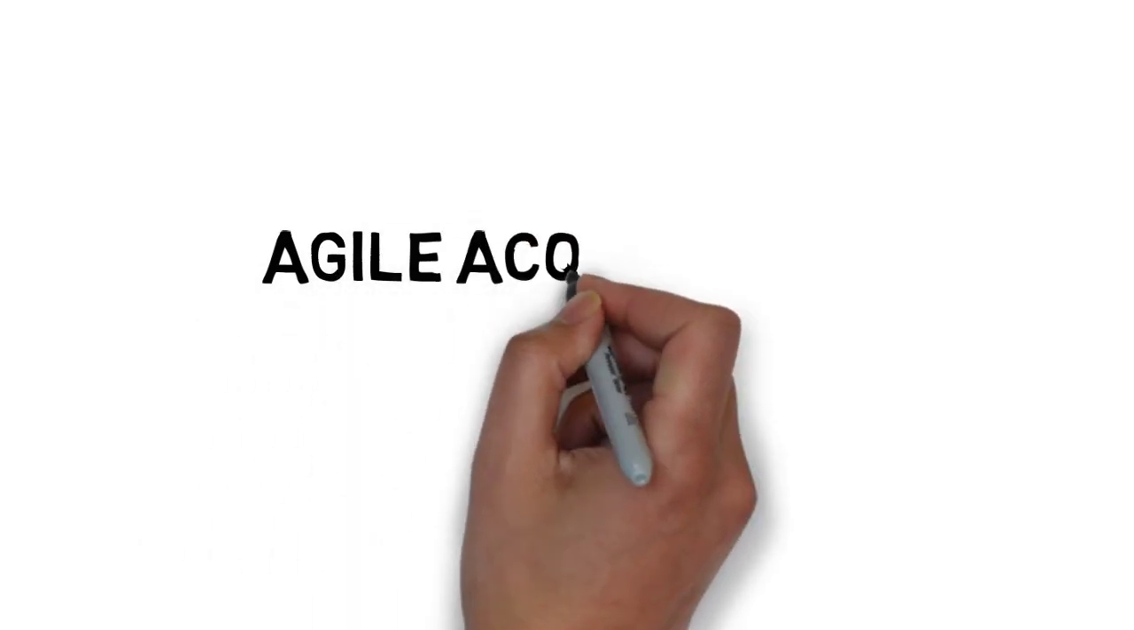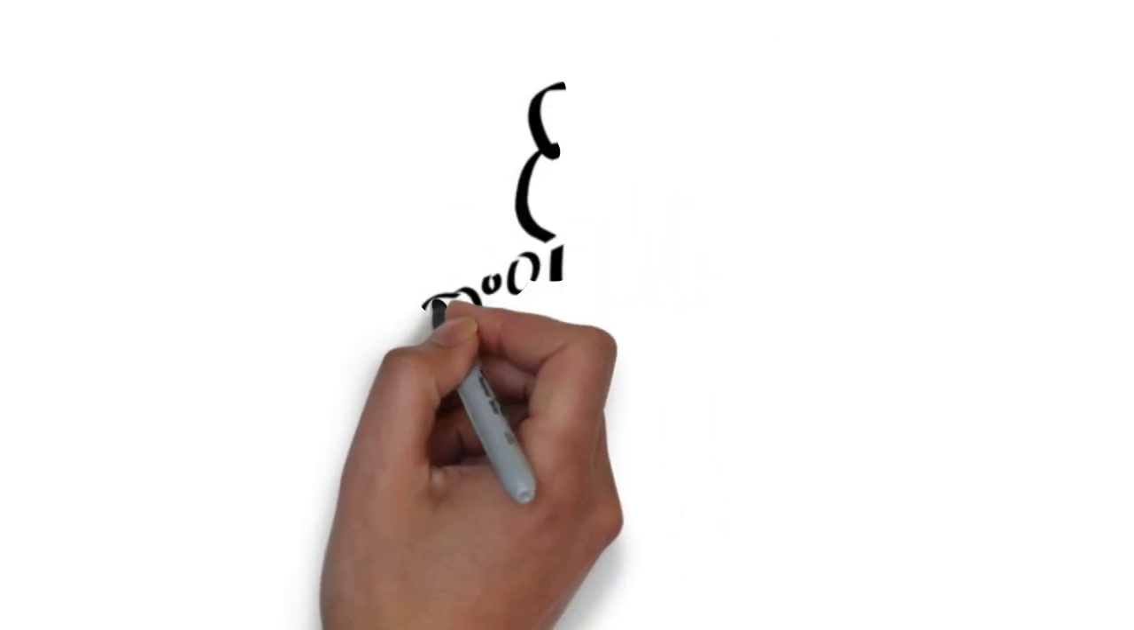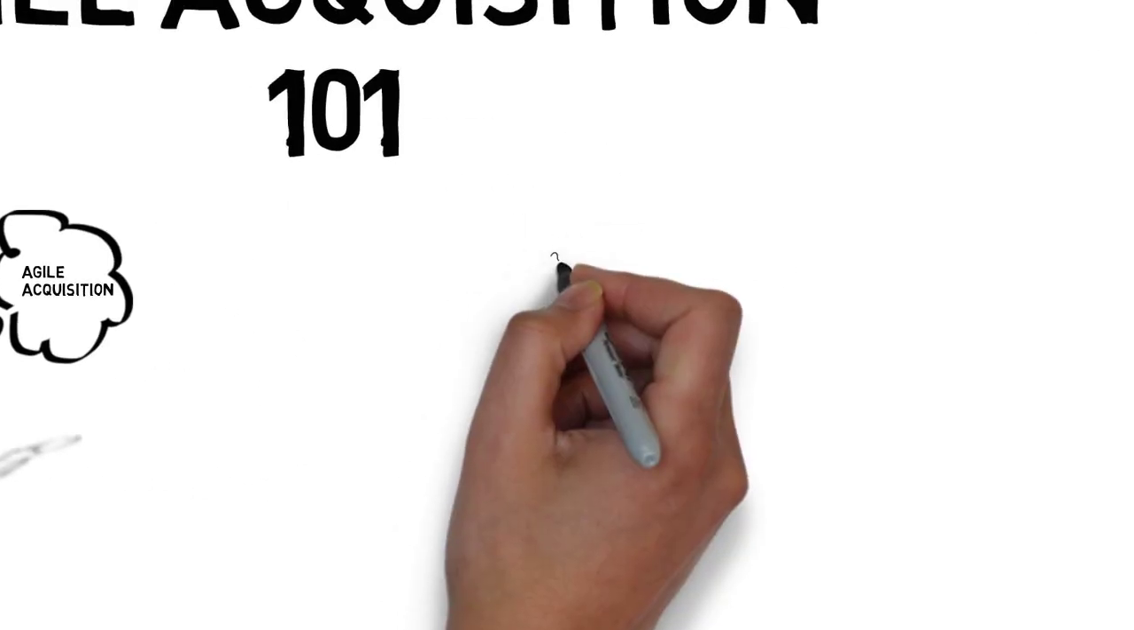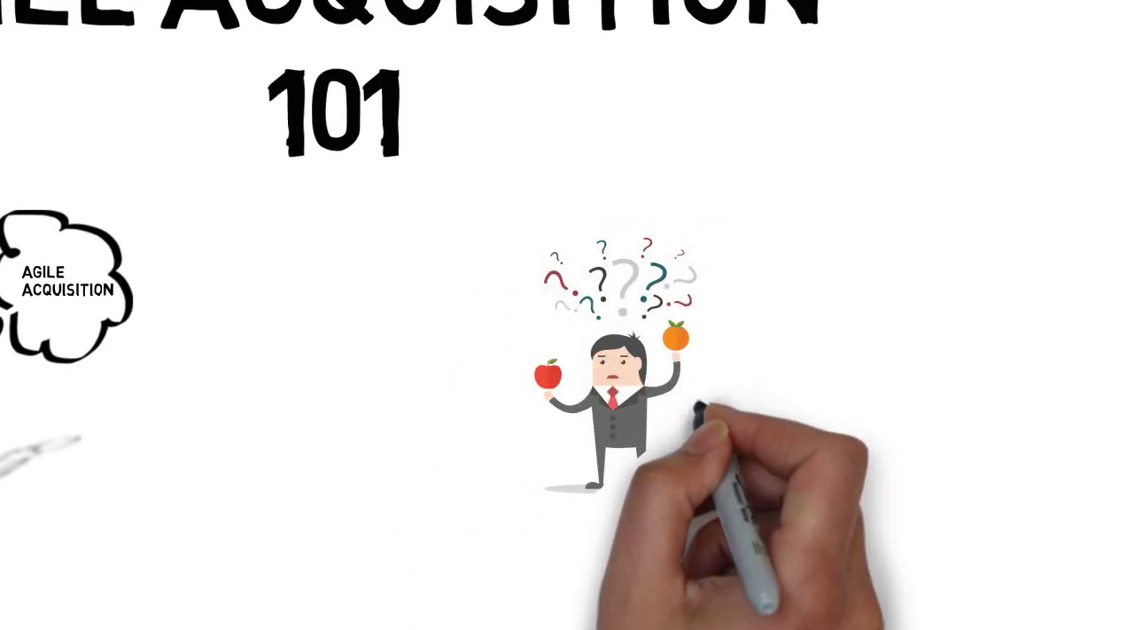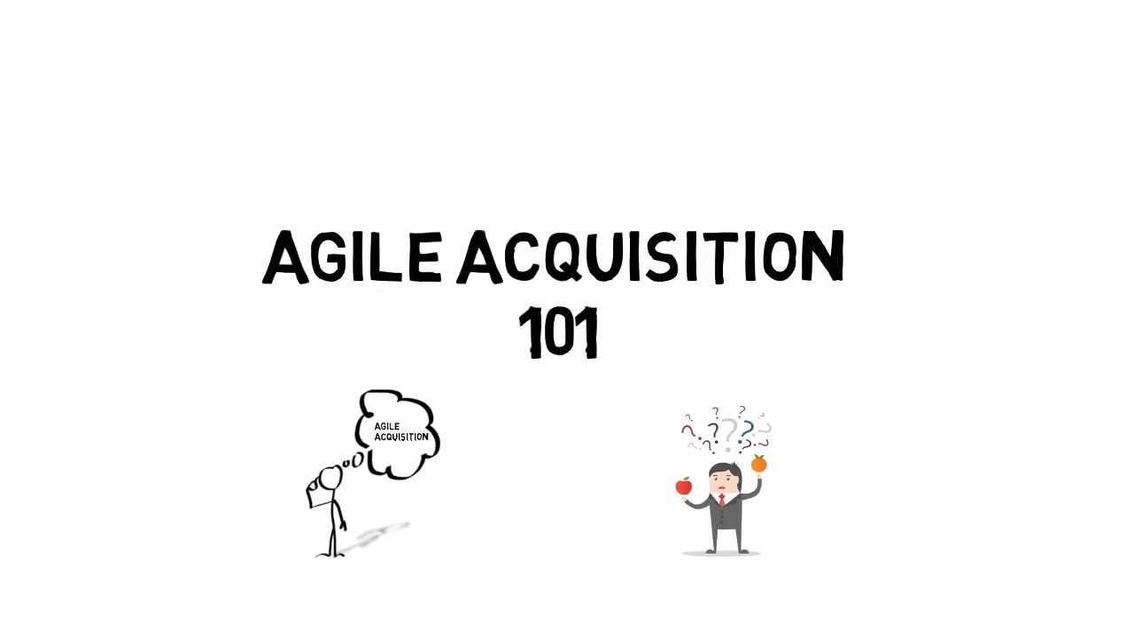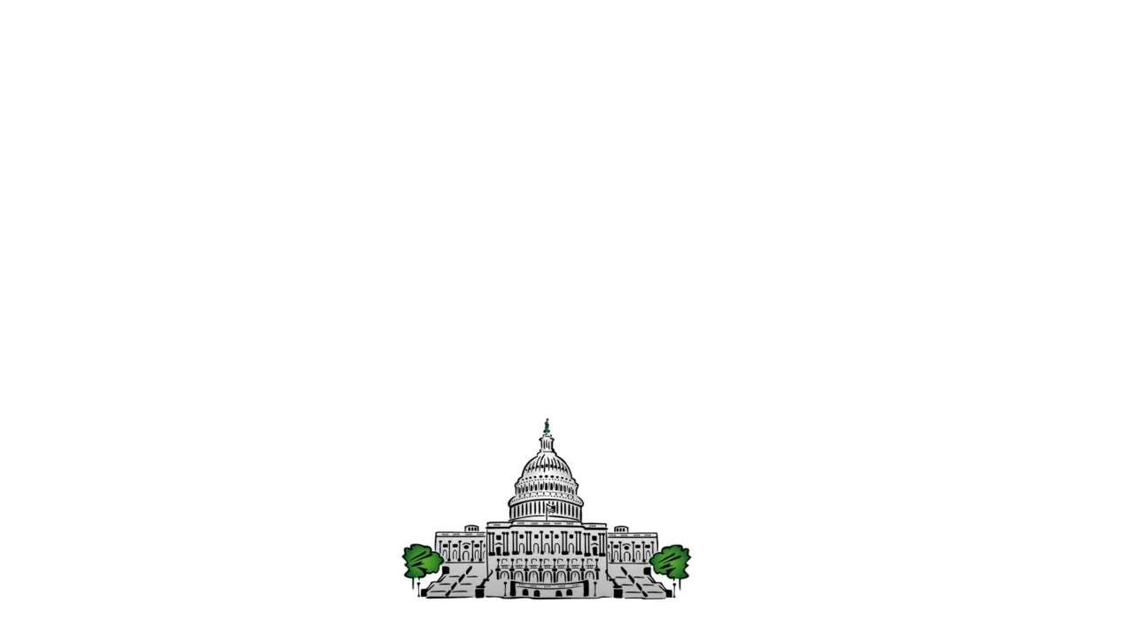Welcome to Agile Acquisition 101, where we will be taking a high-level look at Agile acquisition. We will be covering some key fundamentals such as providing a solid definition for Agile acquisition, and then we will be comparing what is considered to be a traditional acquisition approach with an Agile acquisition approach. This comparison will help us identify some key fundamental differences between the two acquisition approaches.